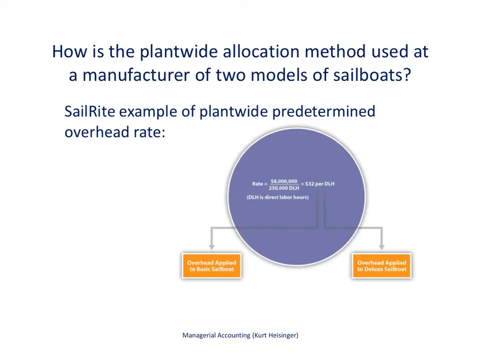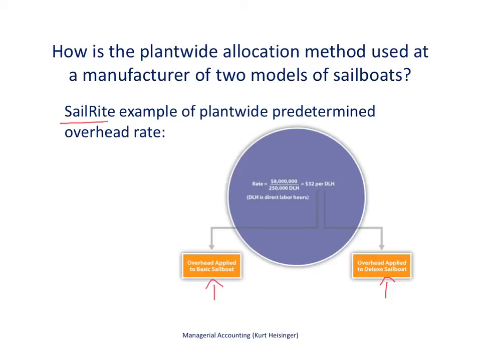I'll be using this example, the Sailrite example, for the three different methods of allocating overhead. So we'll start that example here. Let's assume that our company name is Sailrite and that we produce two different types of sailboats. We produce a basic sailboat that you see here, and we produce a deluxe sailboat. As you can imagine, the basic sailboat is a no-frills boat that doesn't have a lot of fancy features, relatively low cost from our perspective as a manufacturer, and the deluxe sailboat has all of the fancy features and is more expensive to produce.